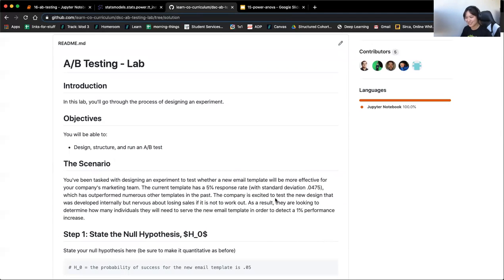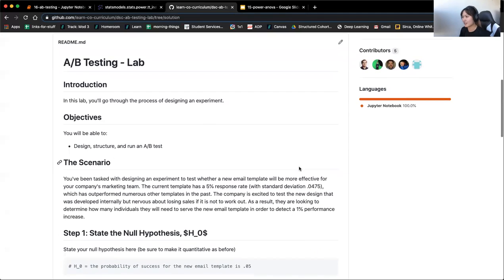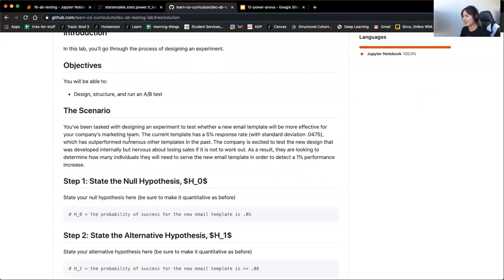We'll be honest, it's been a while since I've looked at this lab, so it might take me a little bit to figure out what's going on here. So, all right, let's take a look.